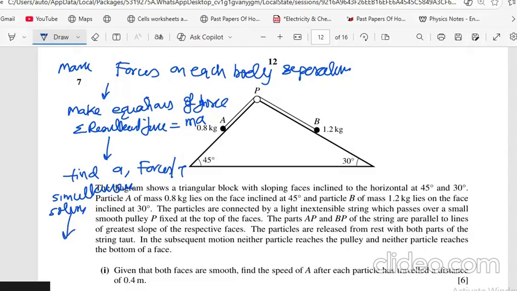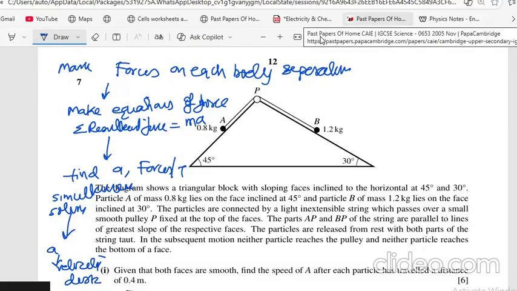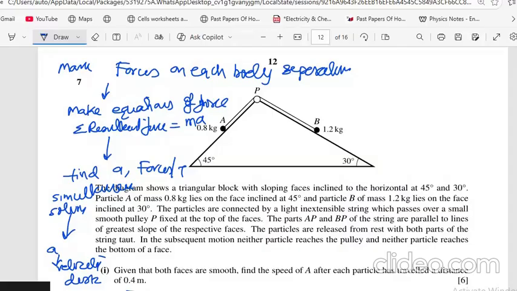Or once you know the acceleration, you can find the velocity, because you know the distance also here. So these are the steps. One thing clear: first, we have to find the forces.